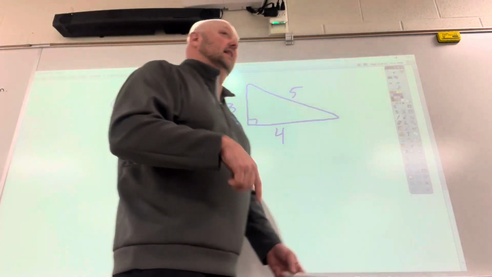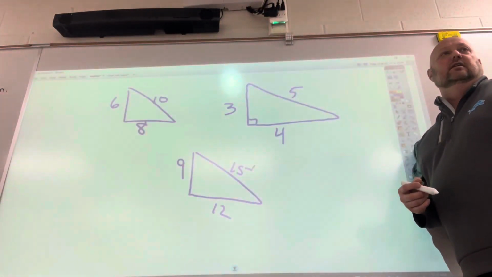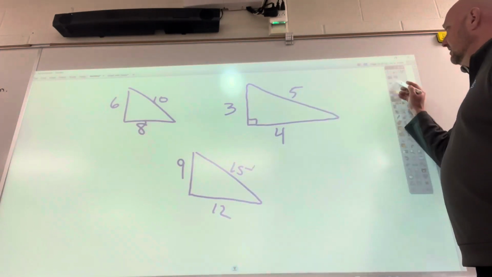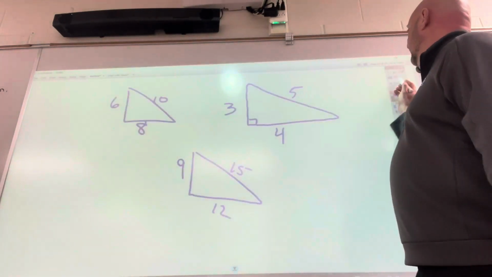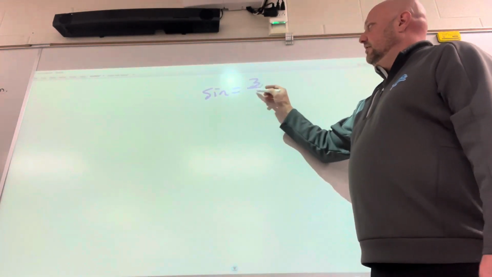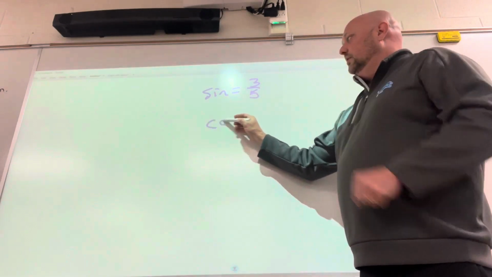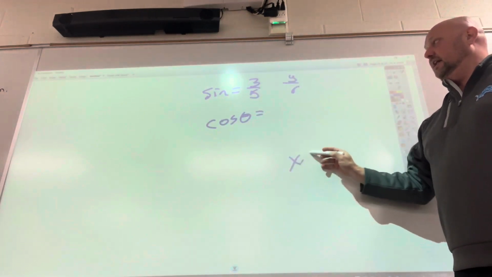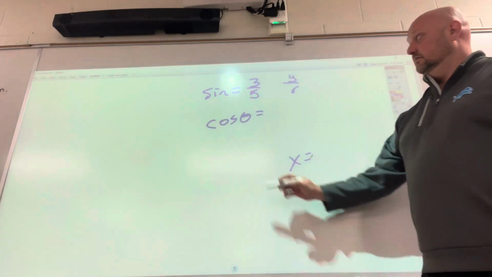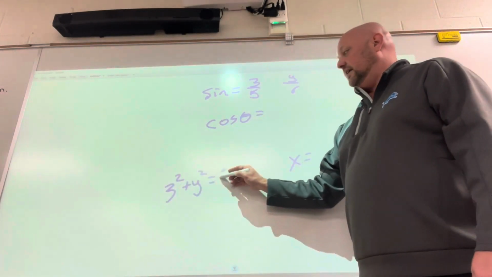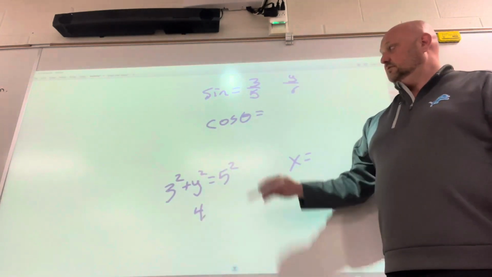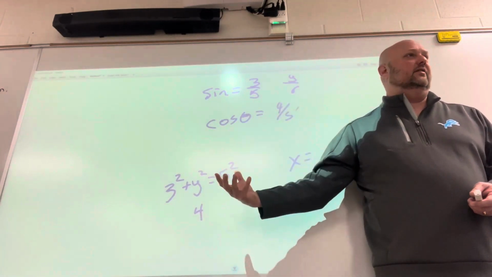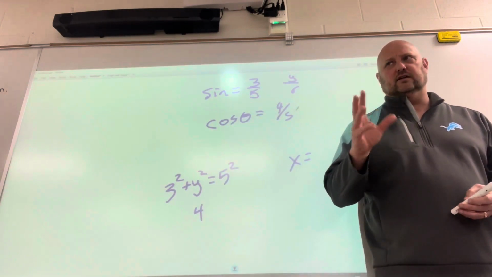My guess is they'll put something like that with a combination of the x, y, r stuff. If sine is 3 over 5, what's cosine? Well, there's your y, there's your r. What's your x going to end up being? 3 squared plus y squared equals 5 squared. That's going to end up being 4. So the answer is 4/5. So they can use it in a combination with the sine and the cosine, but they'll put the 3, 4, 5 triangle shortcut in there as well.